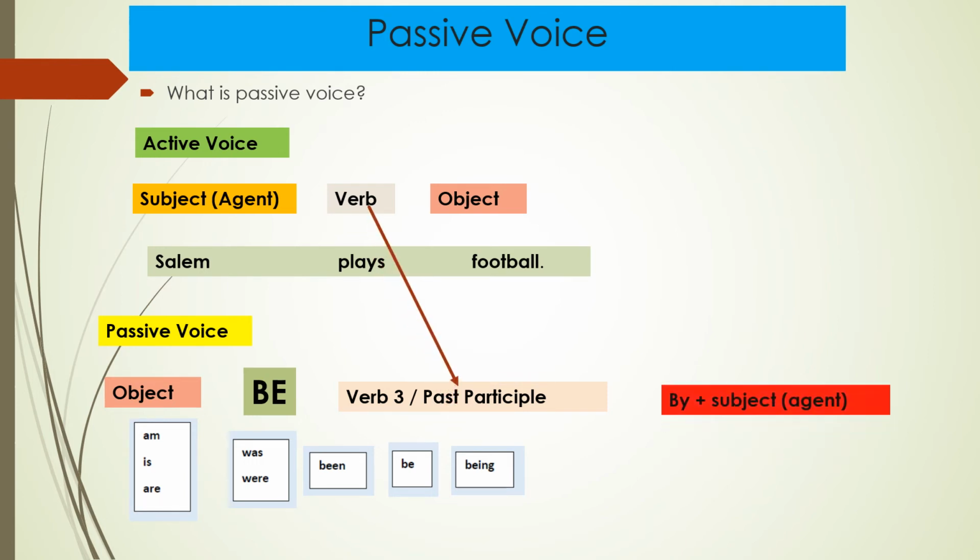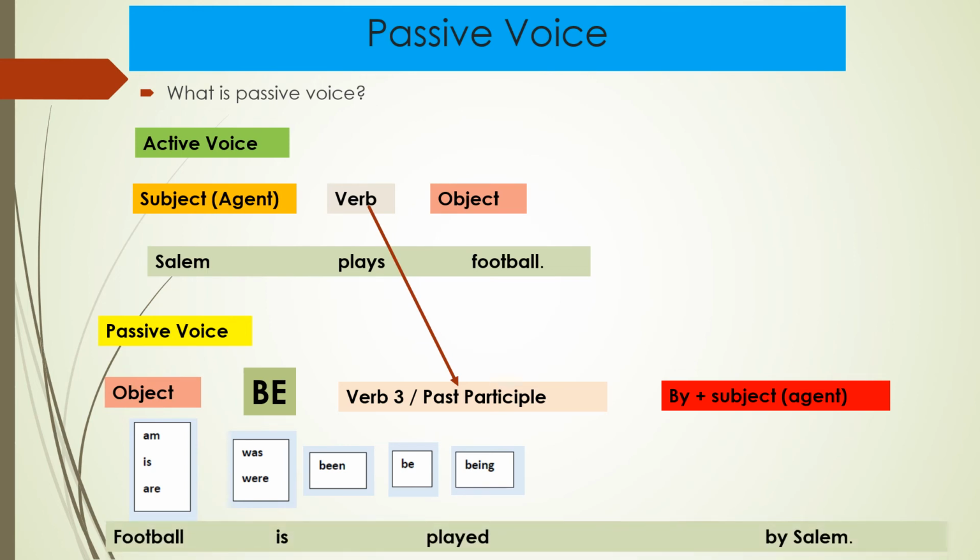And the final step, which is optional actually, we say or write by plus the subject or the agent. So if you want to change this sentence into passive, Salim plays football, how can we change it? First we put football, then we use the verb to be is, because the sentence is present and football is singular.